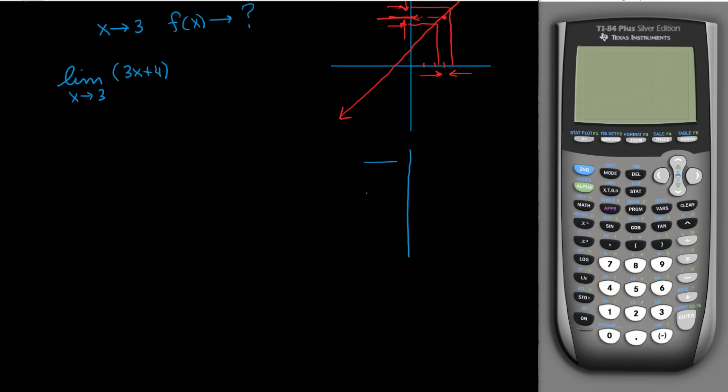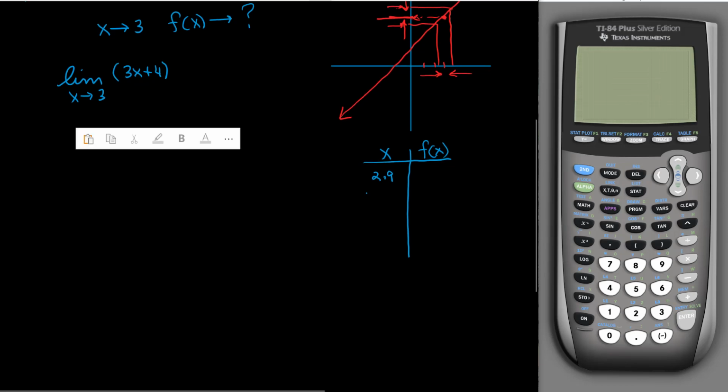So what I'm going to do here is I'm going to first put my x values, then I'm going to put my f of x, which is the y values, and because I'm approaching 3, I'm going to approach 3 first from the left. Now sometimes people get kind of confused about this.